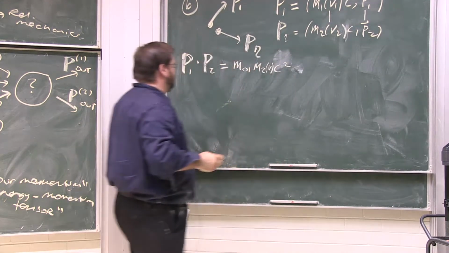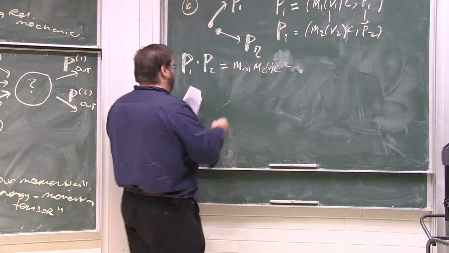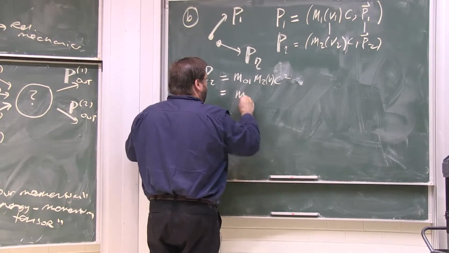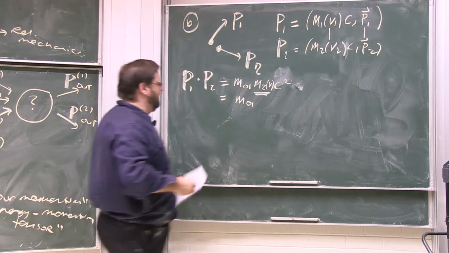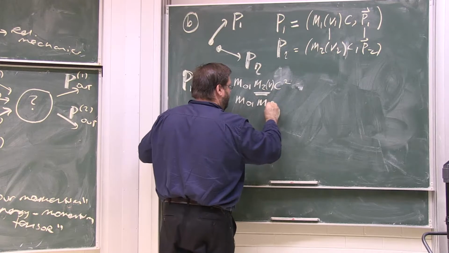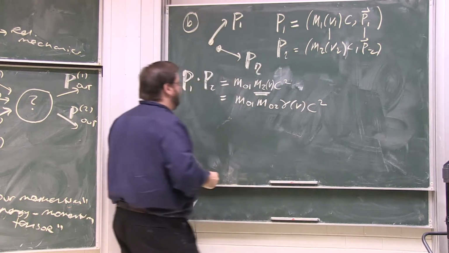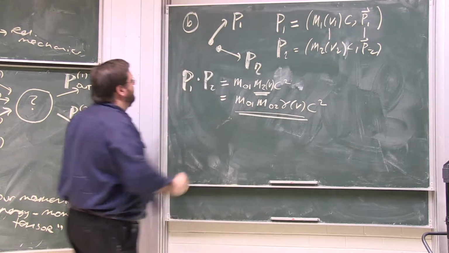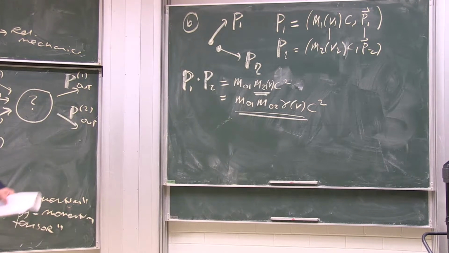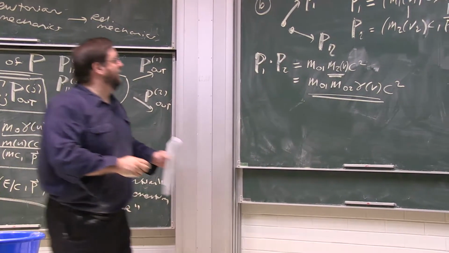There we go. So this is the dot product of the two four-momenta. But the mass of particle 2, the moving mass, considered as a function of the speed, will be its rest mass m2 times the gamma factor of its relative speed times c squared. So this is the dot product of the two four-momenta of the particles. It's a product of the rest masses times the gamma factor considered as a function of the relative speed times c squared.